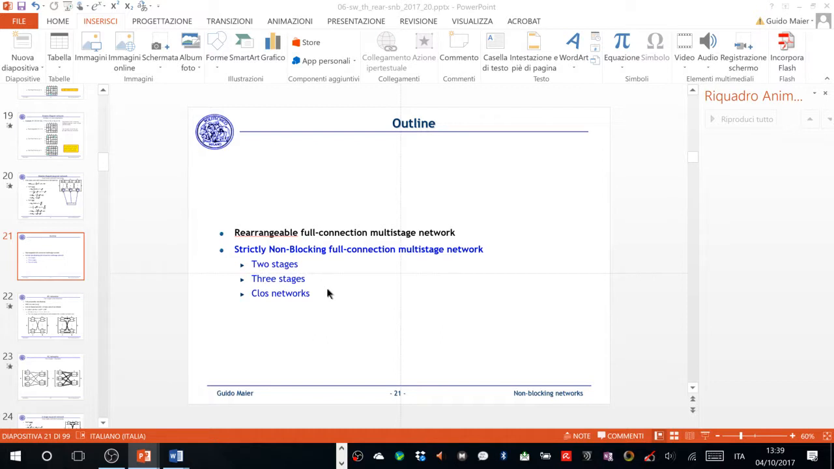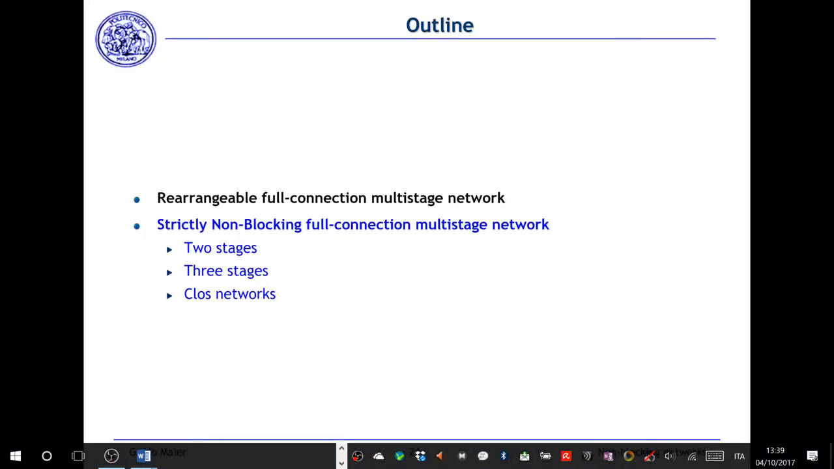Okay. So, as you may expect, now we are going to have a look at strict sense non-blocking networks, again, multi-stage implementation. And in this case, we can also consider two-stage architectures beside the three-stage architectures. So let's start with the two-stage architectures. And we are now in the case of a fully connected network.